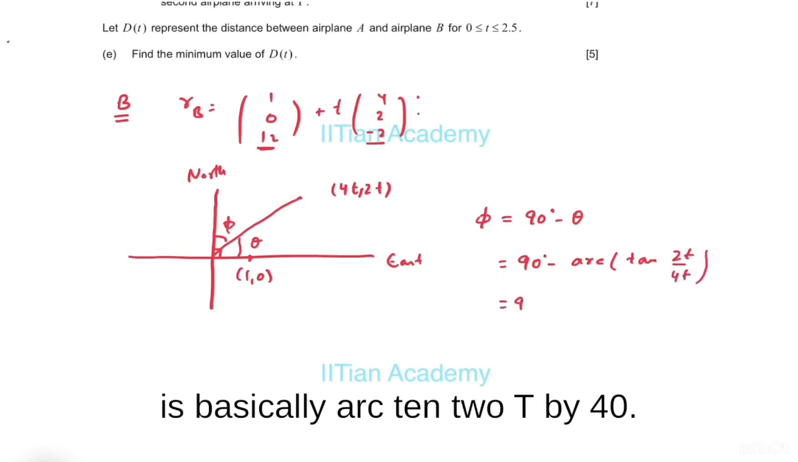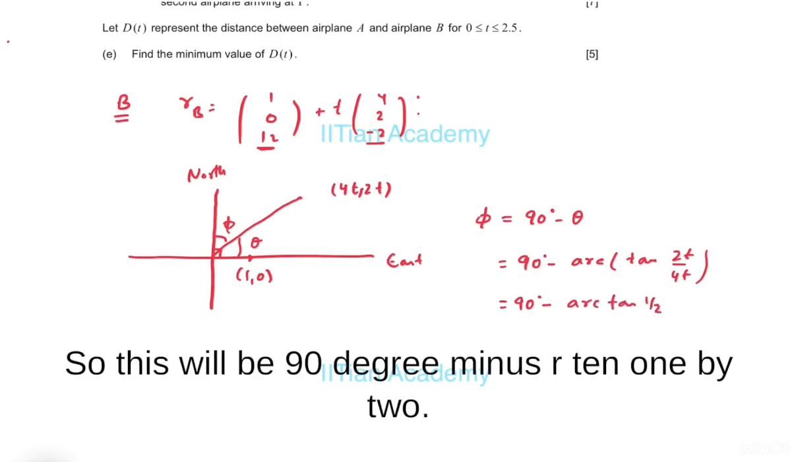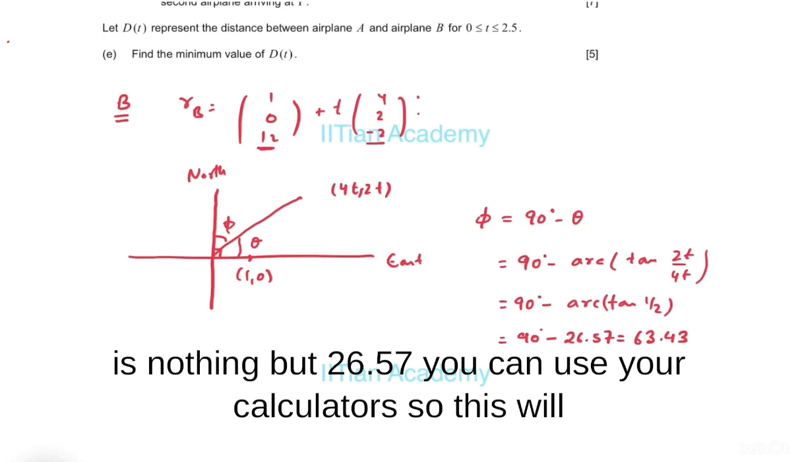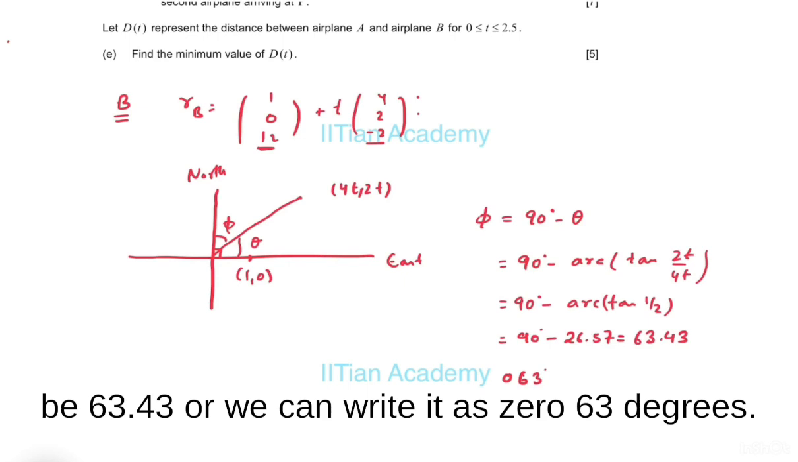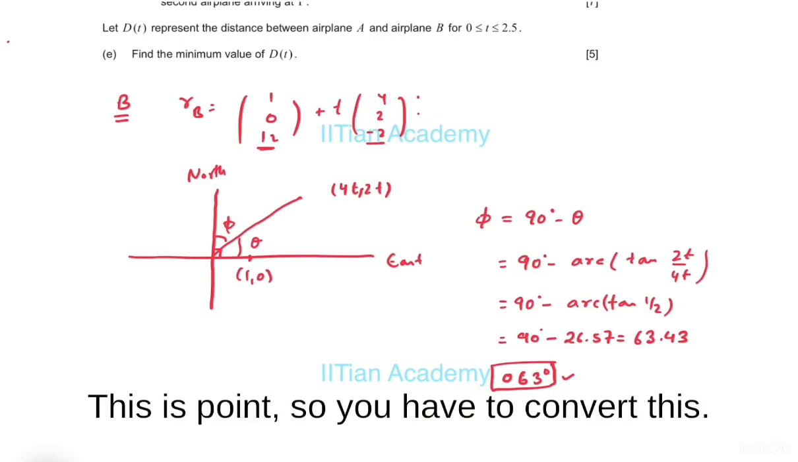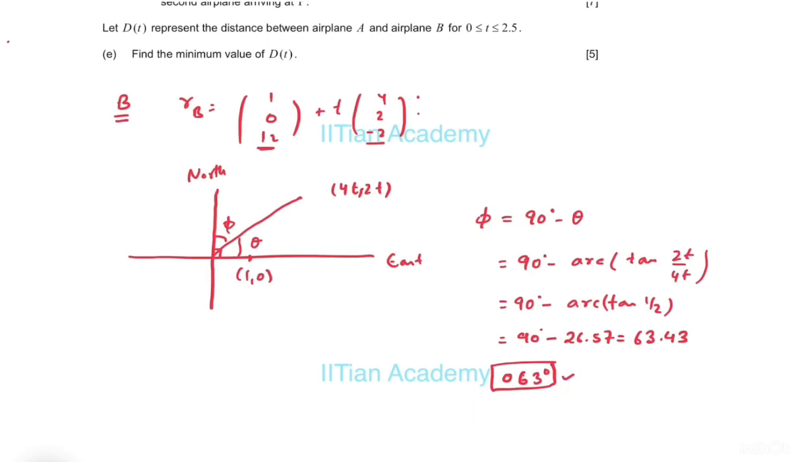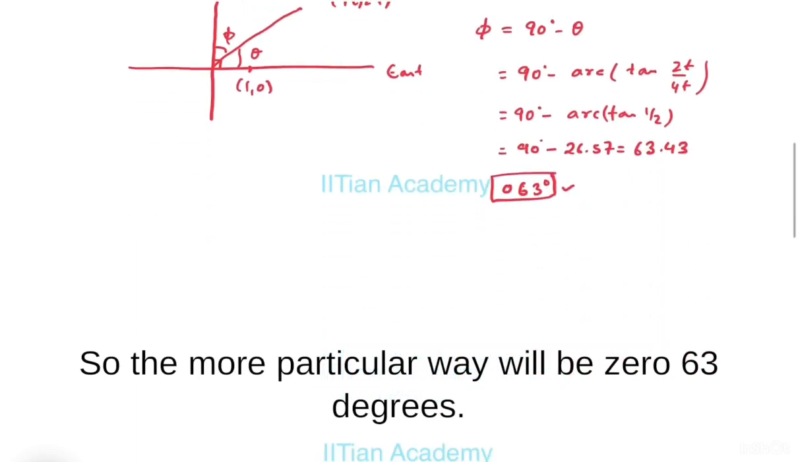So this will be 90 degrees minus theta, which is basically arctan of 2t by 4t. So this will be 90 degrees minus arctan 1 by 2. Arctan 1 by 2 is nothing but 26.57. You can use your calculators. So this will be 63.43, or we can write it as 063 degrees. You have to convert this, so the more proper way will be 063 degrees.